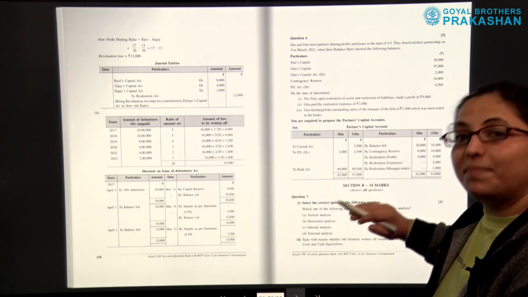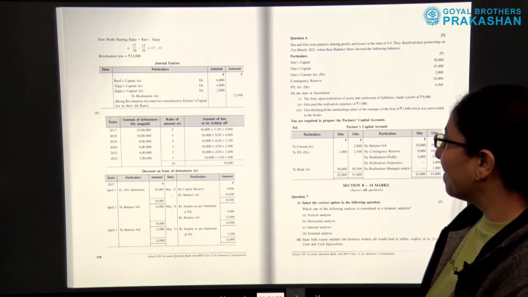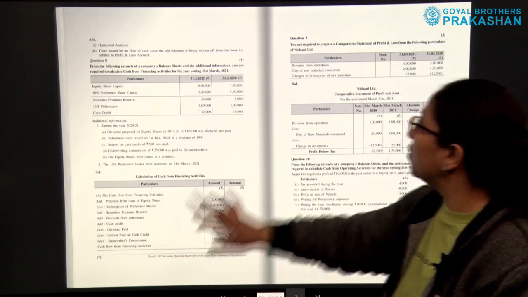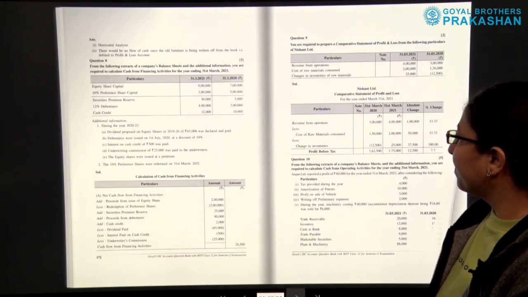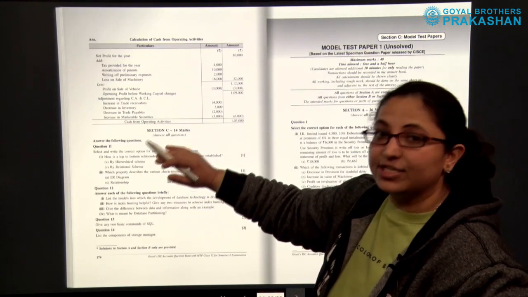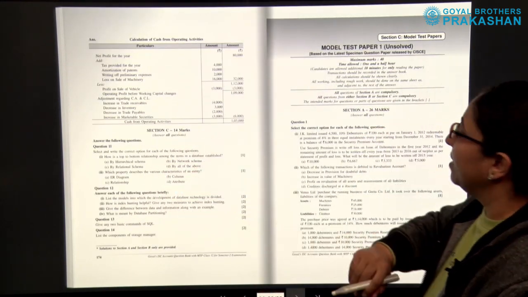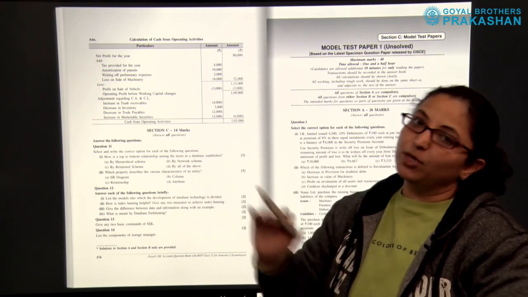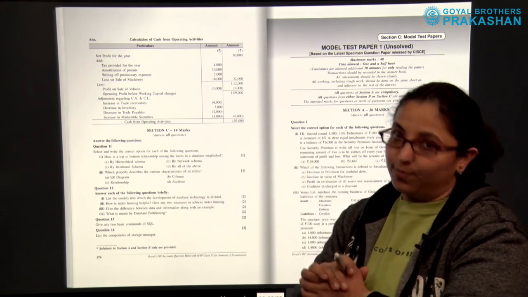After that, we have section B, which is for 14 marks. Again, the solutions are provided. And then we have section C, which is again for 14 marks. So this was the specimen question paper, section B of the book.